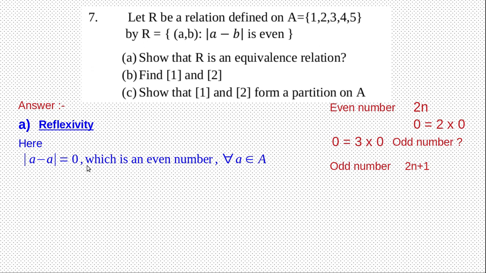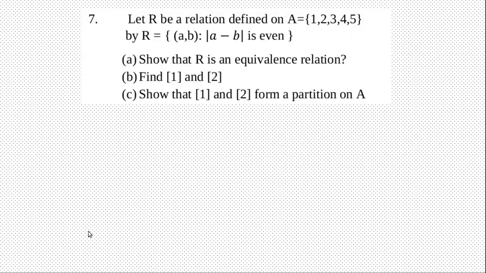Now come back. Mod a minus a equals 0, it means that (a, a) belongs to R, hence the relation is what? Reflexive. Mod a minus b is even, the relation is reflexive. Now let us discuss symmetry. For the relation to be symmetric, whenever (a, b) belongs to R, then (b, a) must belong to R. Suppose (a, b) belongs to R. What is the meaning of (a, b) belongs to R? Mod a minus b is even.